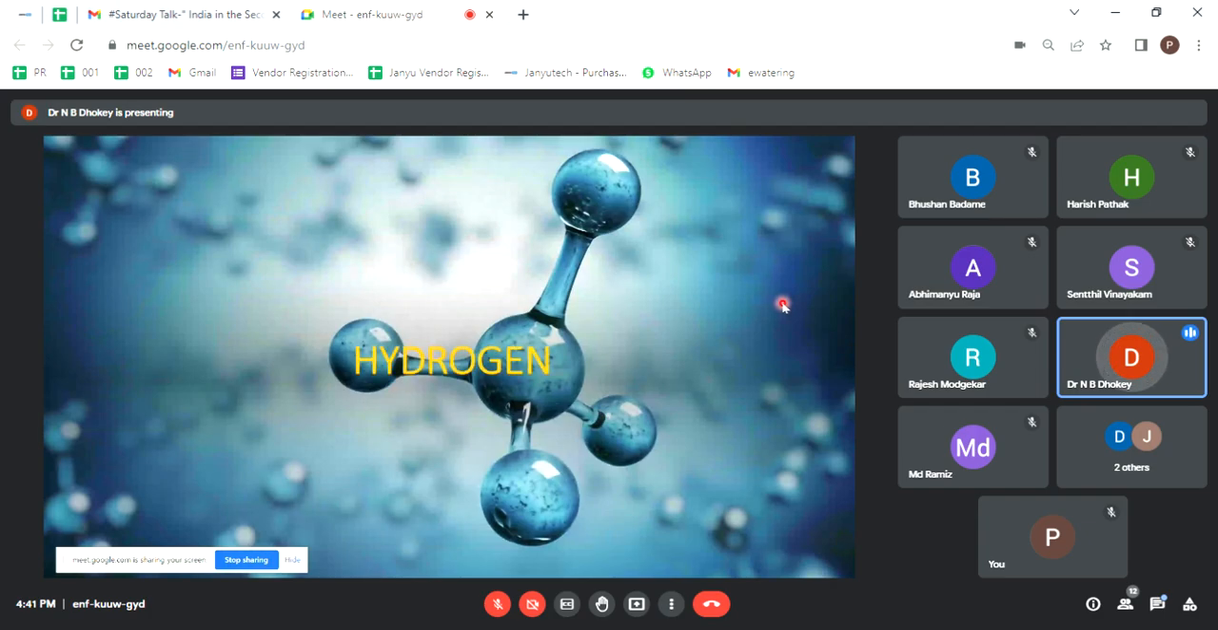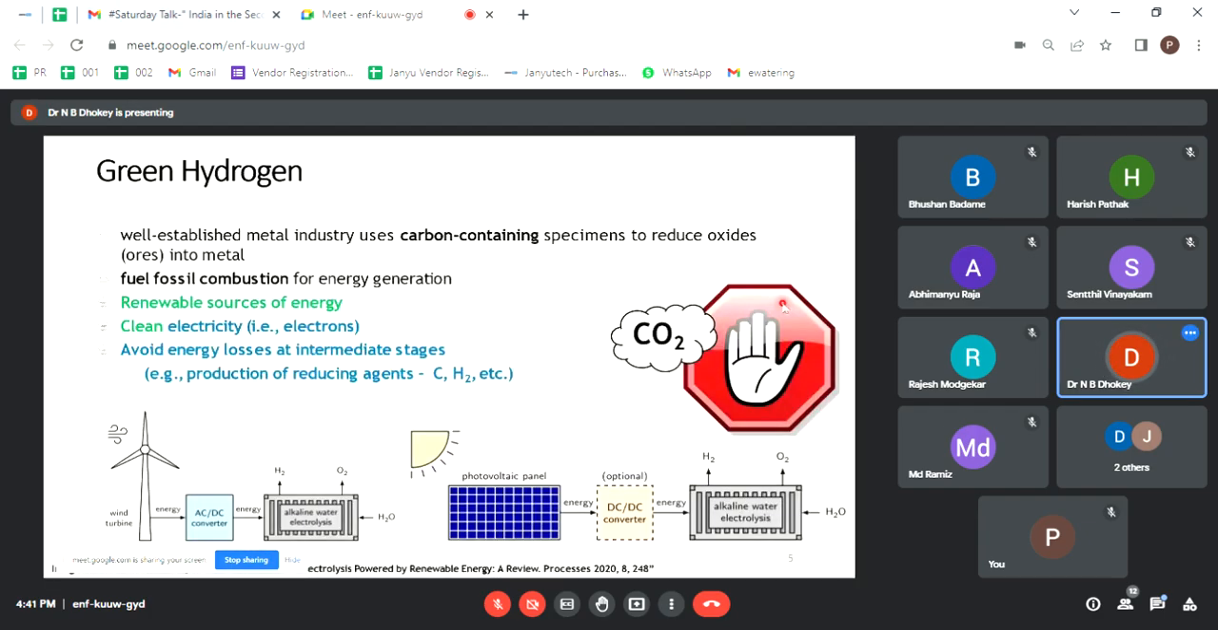Now, the very important one today is hydrogen. So we talk about green hydrogen and gray hydrogen, and there are different forms of energy from which the hydrogen is produced. Green hydrogen is typically where you try to get the energy from the wind, and then you can have an electrolyzer through which you split the water and produce hydrogen. So this is how it is defined as green hydrogen.